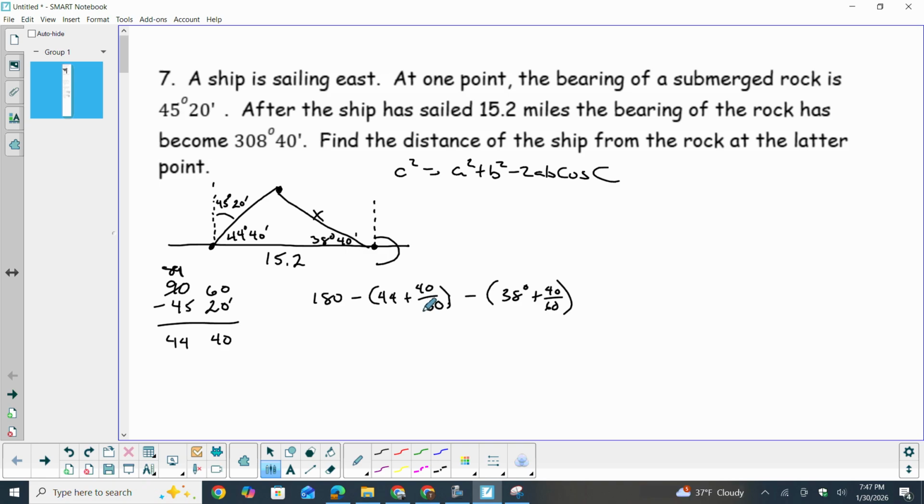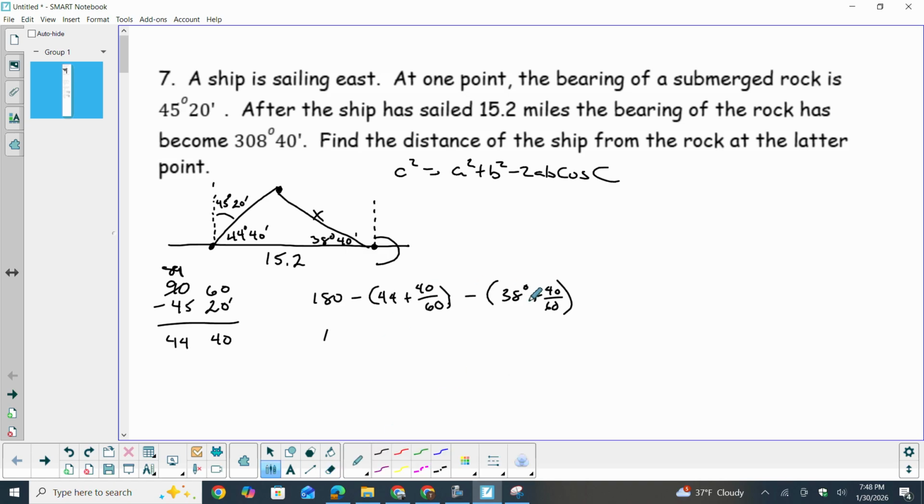Okay, and so you can go ahead and type that in if you want. I'm just going to add these two together real quick. So 40 plus 40 gives me 80 over 60. So 80 minutes out of 60, that's 1 degree and 20 minutes, right?